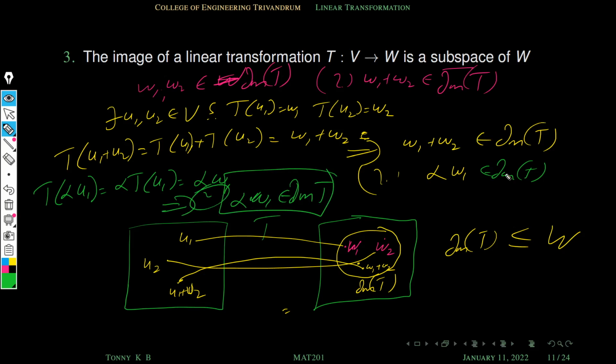For the second condition: if W1 belongs to the image of T, then for any scalar alpha, alpha times W1 is also in the image of T. So the image of T satisfies two conditions, and the image of T is also a subspace of W, the range space.